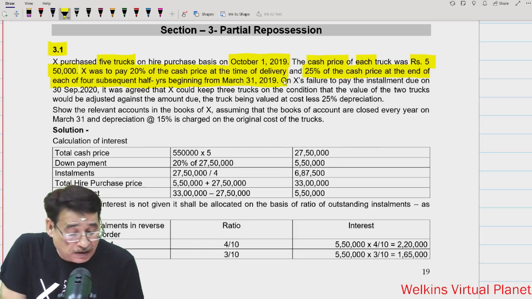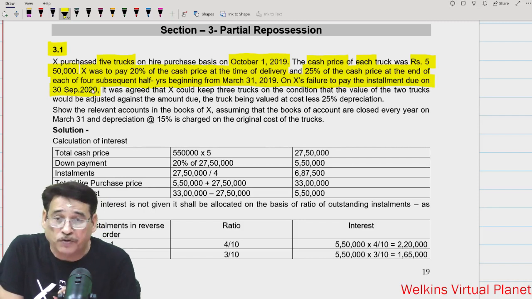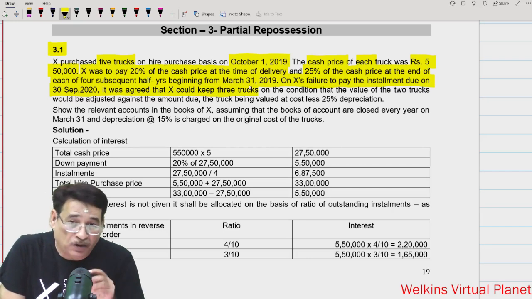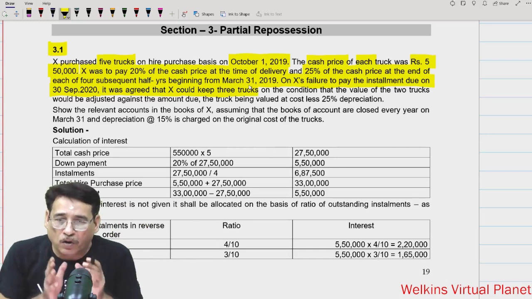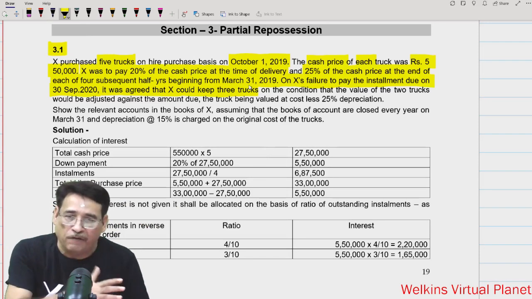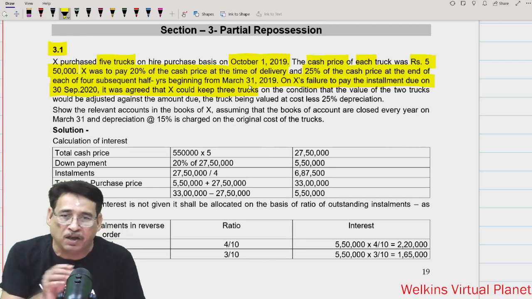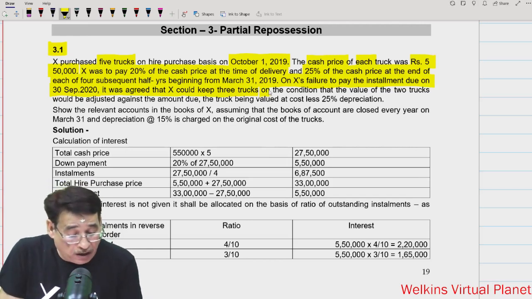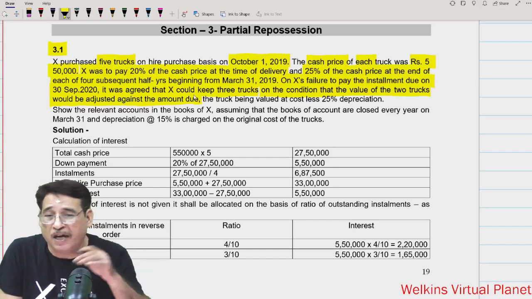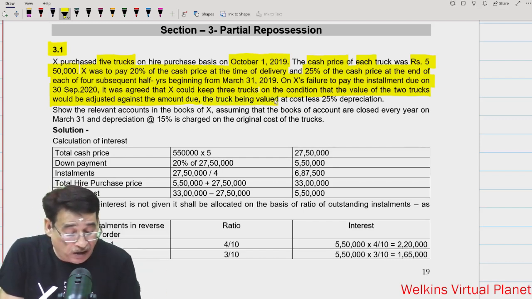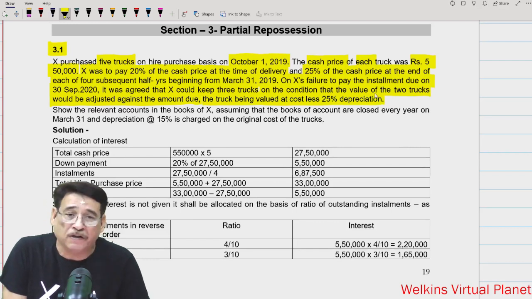Further, question says that on X's failure to pay the installment due on 30th of September 2020, it was agreed that X could keep 3 trucks. Now, out of 5 trucks, 3 have been left with the buyer. It was agreed that X could keep 3 trucks on the condition that the value of the 2 trucks would be adjusted against the amount due. Indirectly, it means 2 trucks have been repossessed and the trucks being valued at cost less 25%.